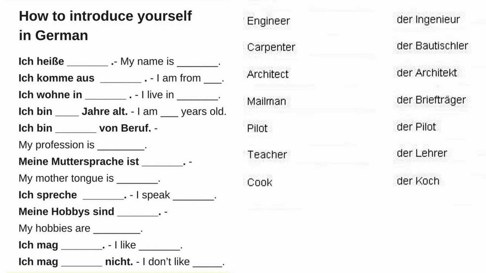I've written all the professions. So engineer, Ingenieur, carpenter, Tischler, architect, mailman, Briefträger, pilot, teacher, Lehrer, cook, Koch. Negative formula. So we are going to learn negative formula. Okay.